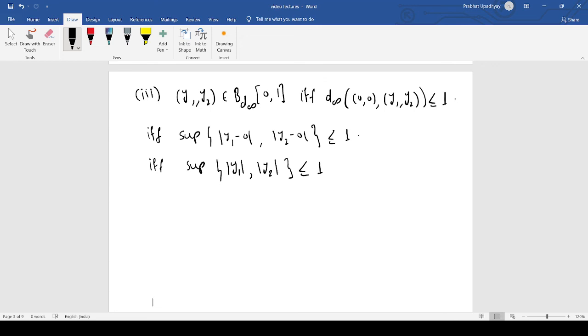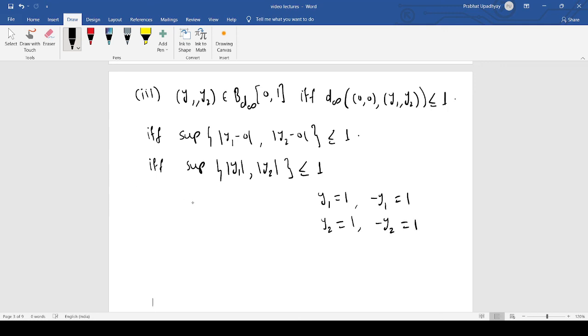Now what does it represent? If supremum is less equal 1, that means both mod y1 and mod y2 are less equal 1. Again, if y1 is positive, mod y1 will be y1, and if y1 is negative, mod y1 will be minus y1. Similarly, if y2 is positive, mod y2 is y2. If y2 is negative, mod y2 is minus y2. So depending on that, you have four things: y1 equal to 1, minus y1 equal to 1, y2 equal to 1, minus y2 equal to 1.